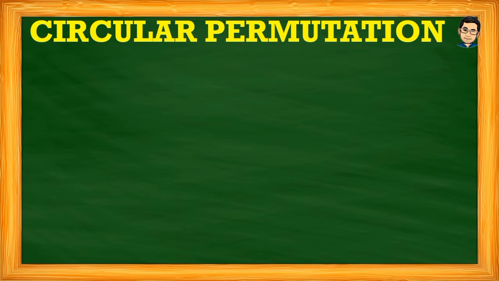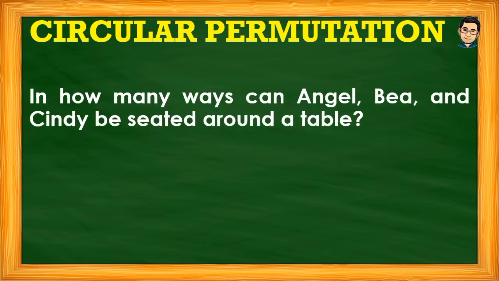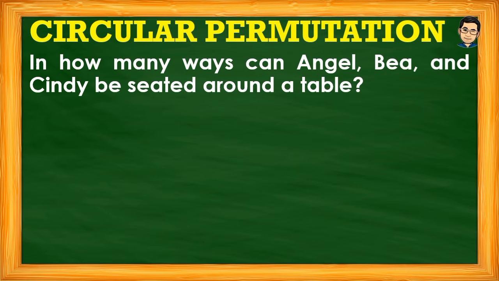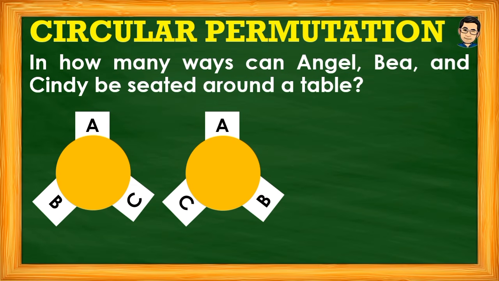So, for you to understand circular permutation, so let us have a problem with an illustration. So, in how many ways can Angel, Bea, and Cindy be seated around the table? So, ito po yung illustration ng kanilang mga arrangement. So, una po, ayan. So, ayan, figure 1, A, tapos B, and then C. Sa pangalawa naman, A, C, and then B.